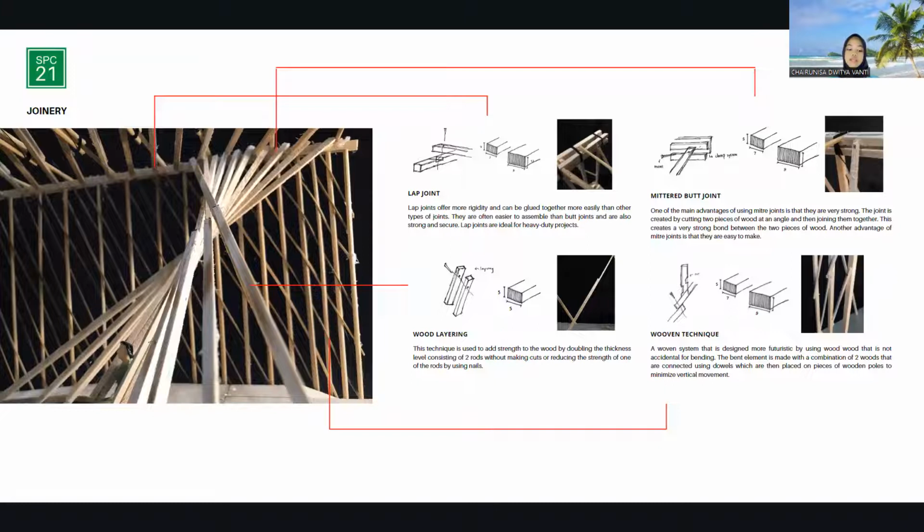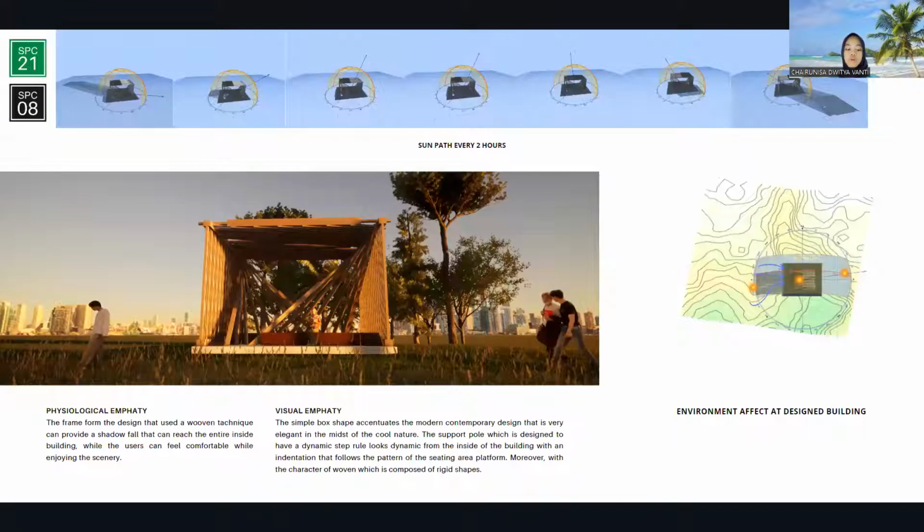And then the woven technique is a system with a more futuristic design that is not made by bending. The pen element is made from the combination of laps and placed on pieces of wood poles to minimize the vertical movement. A diagram for shadow fall at every 2 hours, where we can see how the movement is.